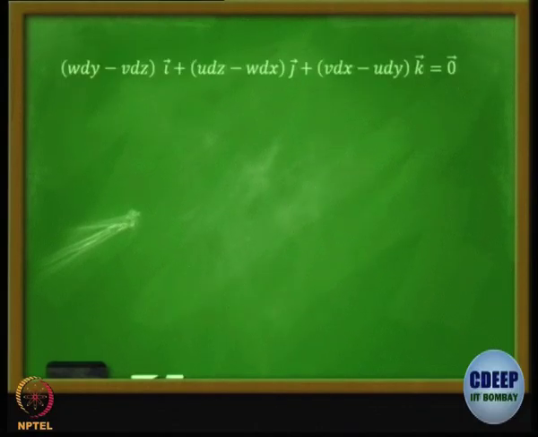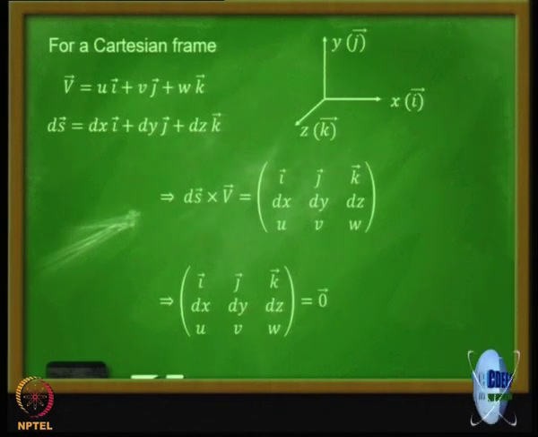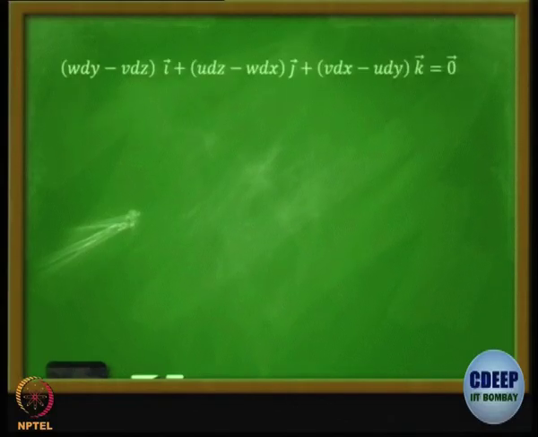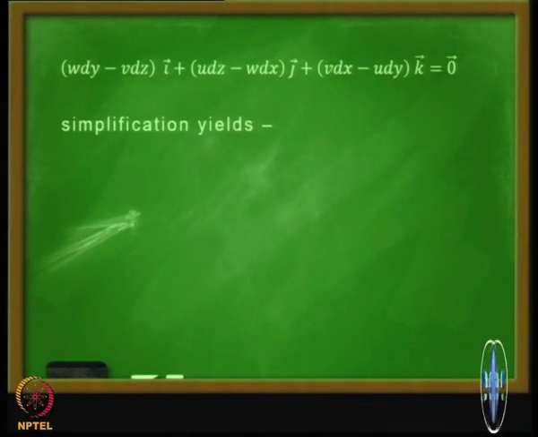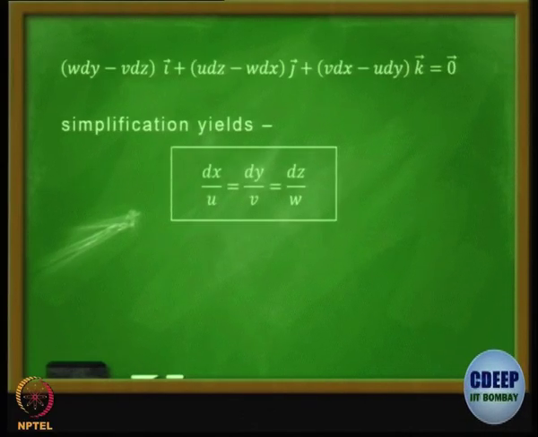Let's go ahead. If you expand this, how do you expand it? If you remember, you get i into (dy into w minus v dz), minus j into (dx into w minus u into dz), plus k into (dx into v minus u into dy), and that has to be equal to 0. If you simplify this, you get dx upon u equal to dy upon v equal to dz upon w.